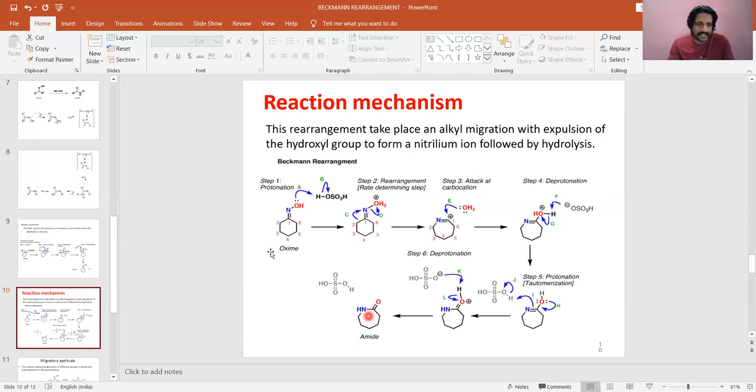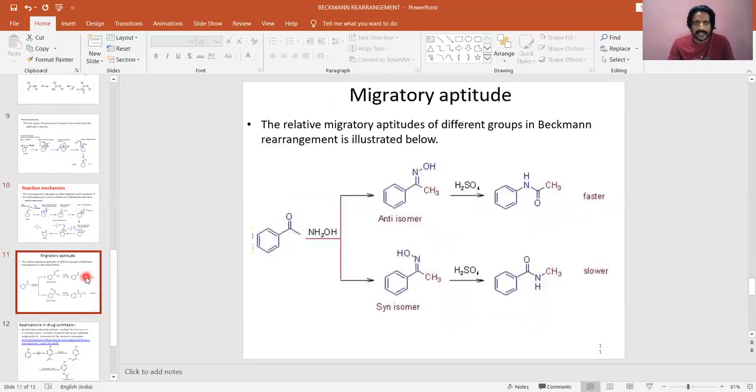Now let us see some other possibilities. I just want to discuss migratory aptitude. This is also one of the important topics as far as Beckmann rearrangement is concerned. So look here, we started with a ketone, and that ketone is converted into oxime. Here they are calling the oxime an anti isomer and a syn isomer.